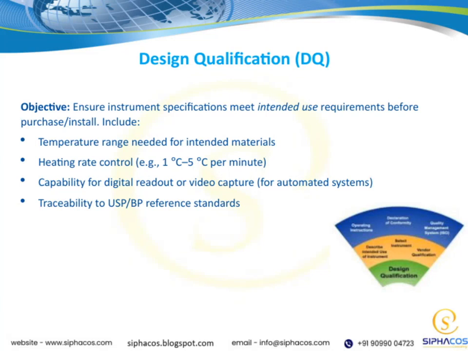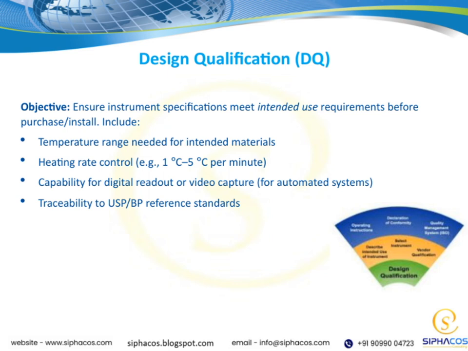Now, let's talk about design qualification, or DQ. The main goal here is to make sure that the instrument we plan to purchase or install actually meets our specific use requirements right from the start. This involves thoroughly defining the key specifications before making any commitments. For example, we need to consider the temperature range that the instrument must operate within to handle our materials properly. We also look at how precisely the instrument can control heating rates, which might be something like 1 to 5 degrees Celsius per minute, depending on our process needs.